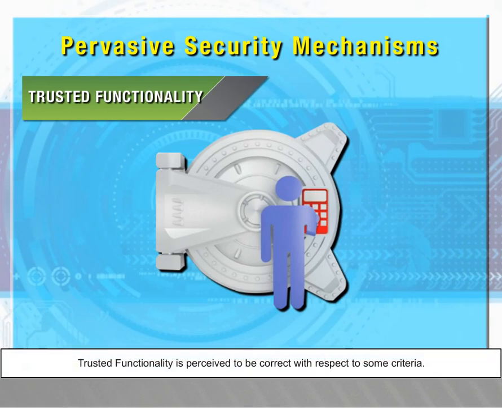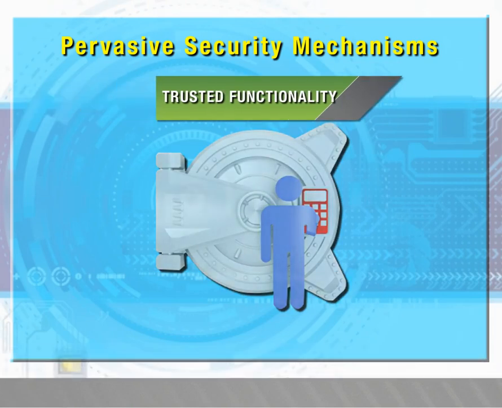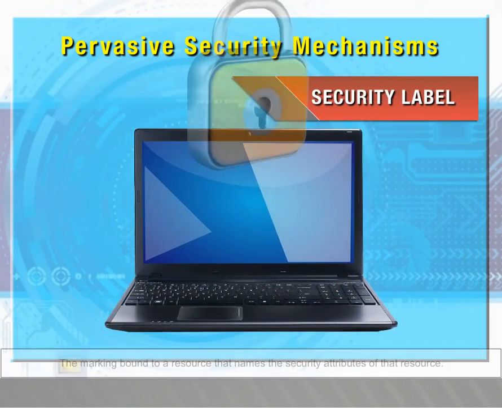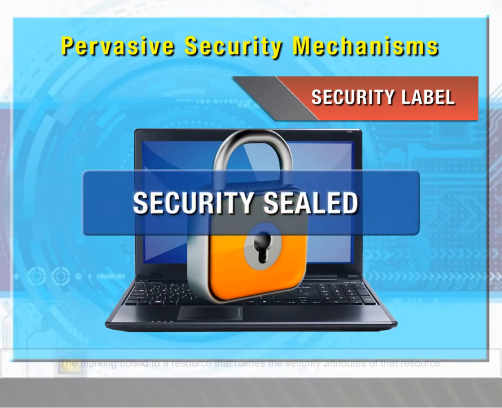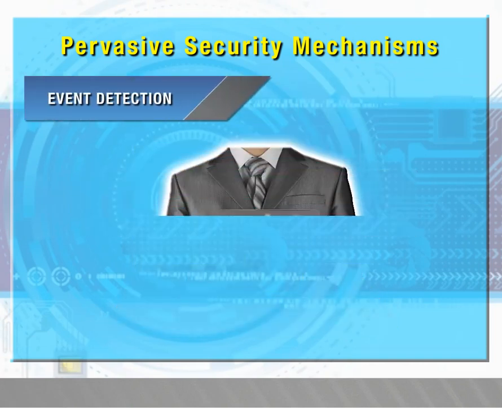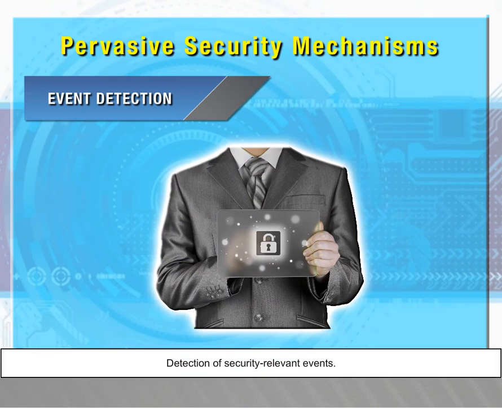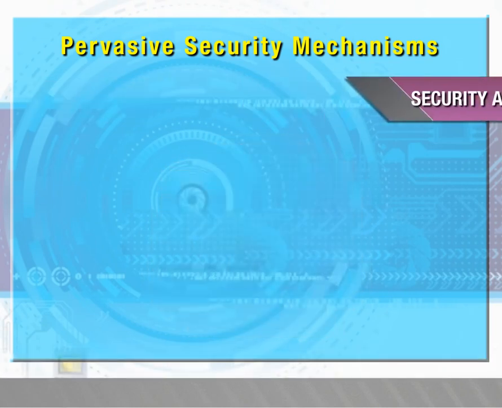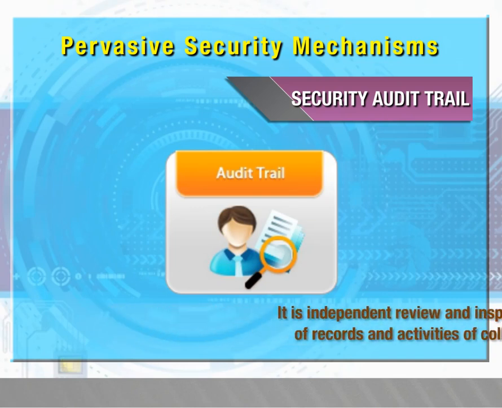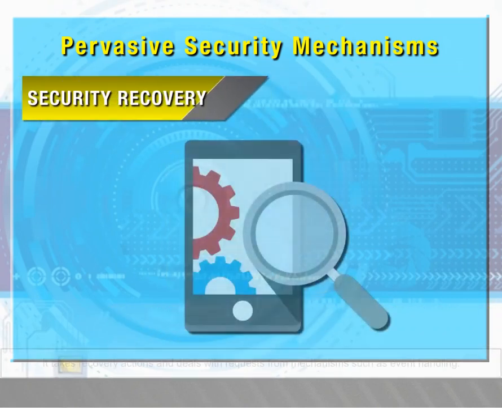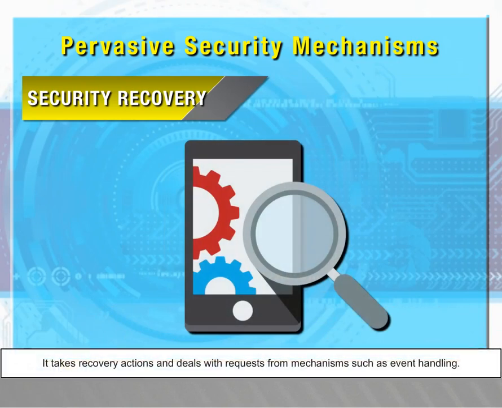Trusted functionality. Trusted functionality is perceived to be correct with respect to some criteria. Security label. The marking bound to a resource that names the security attributes of that resource. Event detection. Detection of security relevant events. Security audit trail. It is an independent review and inspection system of records and activities of collected data. Security recovery. It takes recovery actions and deals with requests from mechanisms such as event handling.